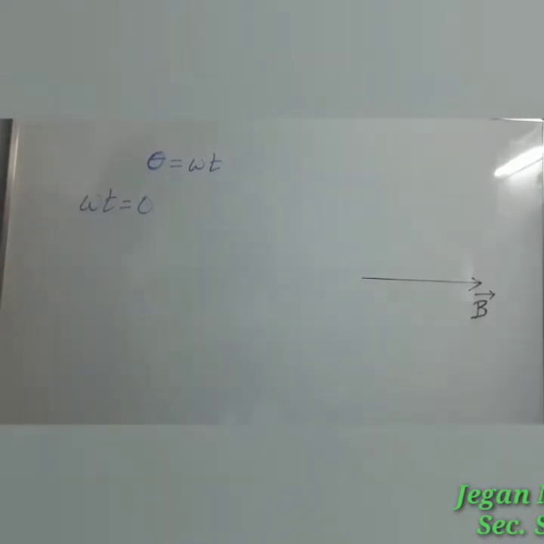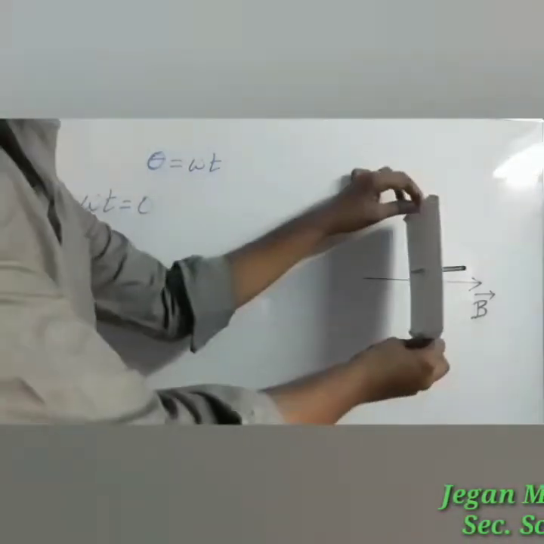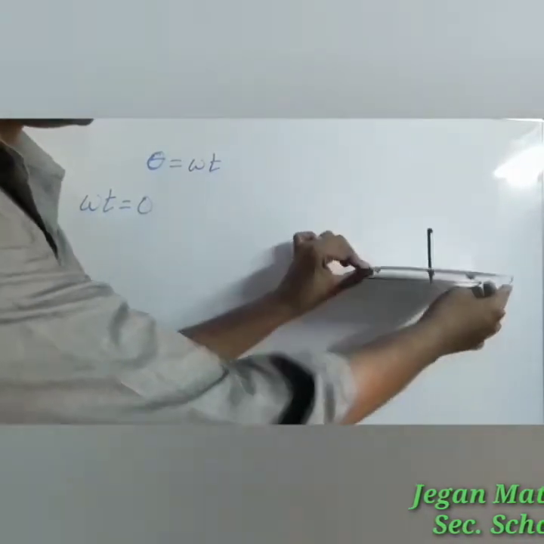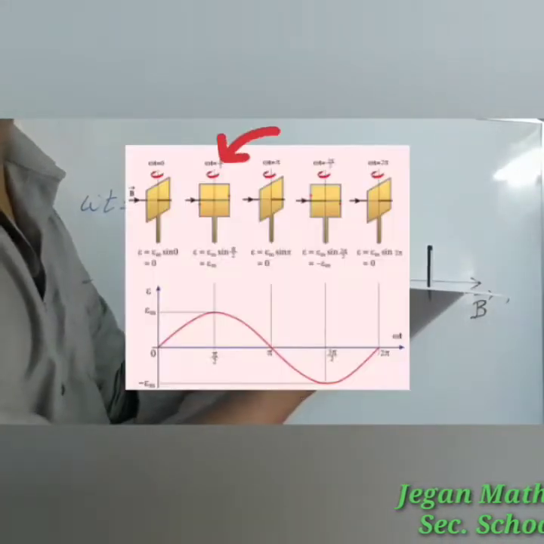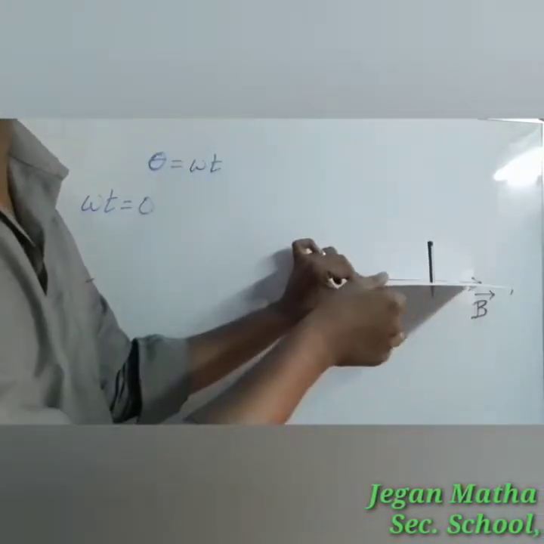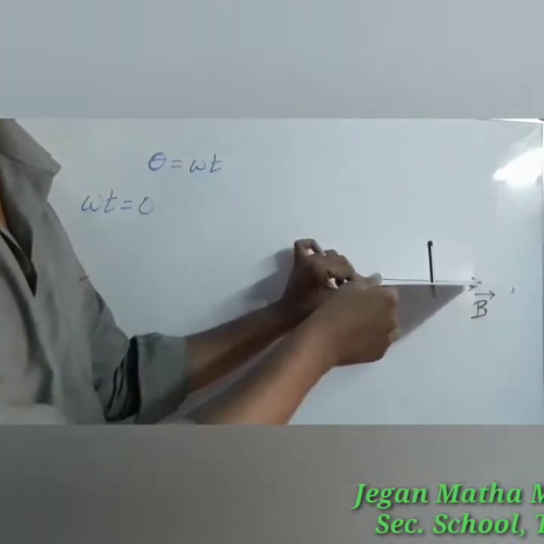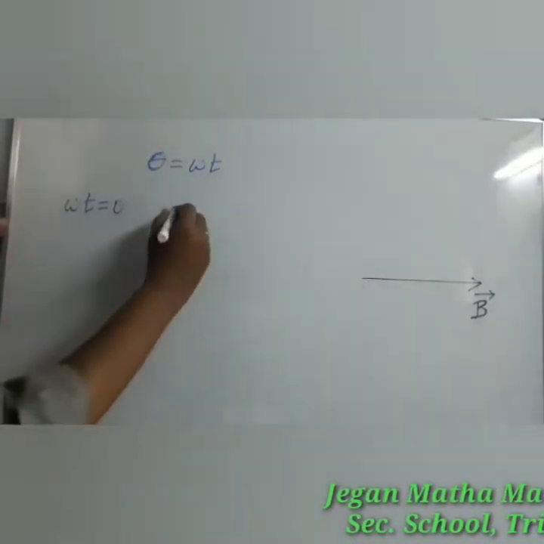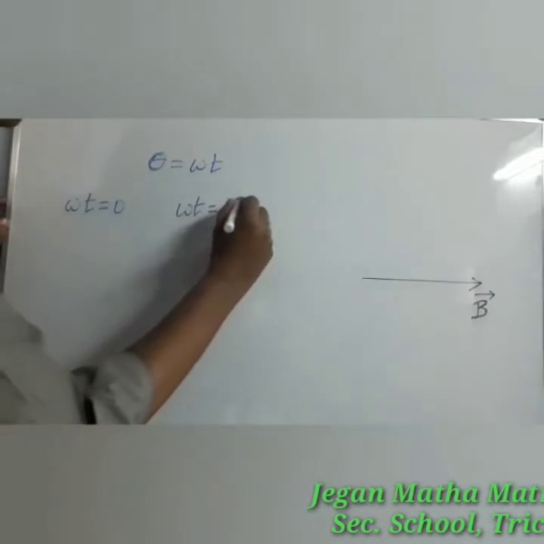Now the coil is going to rotate in an anti-clockwise direction to a new position. What is the angle between the normal and the magnetic field lines? Both are perpendicular to each other, that's 90 degrees, which can be written as pi by 2. So omega t is equal to pi by 2.